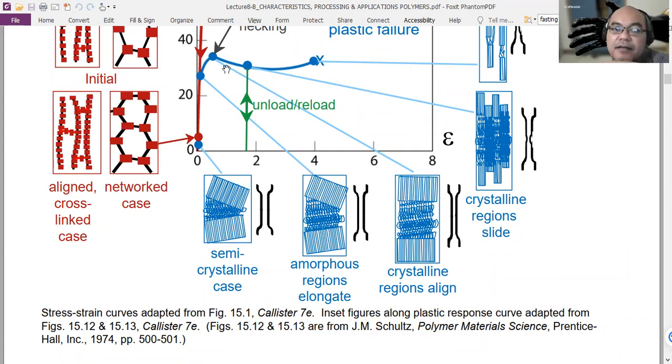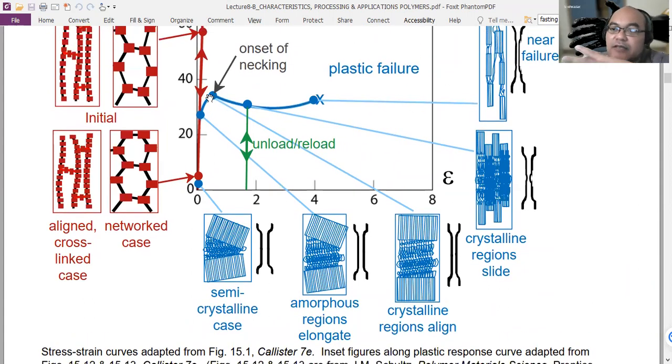Then at this point, this is the onset of necking. This is exactly at the yield strength. At the yield strength, when it starts to have plastic deformation, it will start to affect the crystalline regions. So before this stress, the crystalline region may be oriented in different directions. At this point, they will be aligned vertically like this. Then when we extend further and further, the crystalline region will slide.